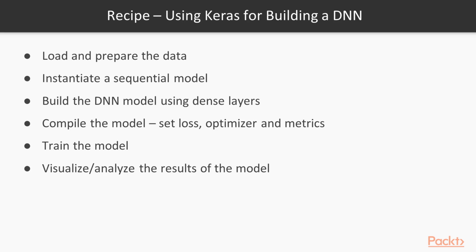So now let's review the recipe we saw in this video. The first step is always to load and prepare the data. Then you instantiate a sequential model. The third step is to build a DNN model using dense layers, and in every dense layer, you choose the number of units and the activation you will use. The fourth step in Keras is to compile the model, and here we set the loss, the optimizer, and the metrics. Finally, we train the model using the fit method.